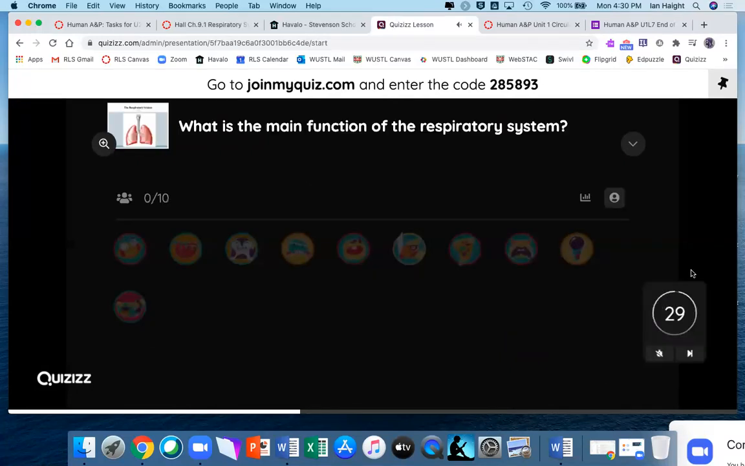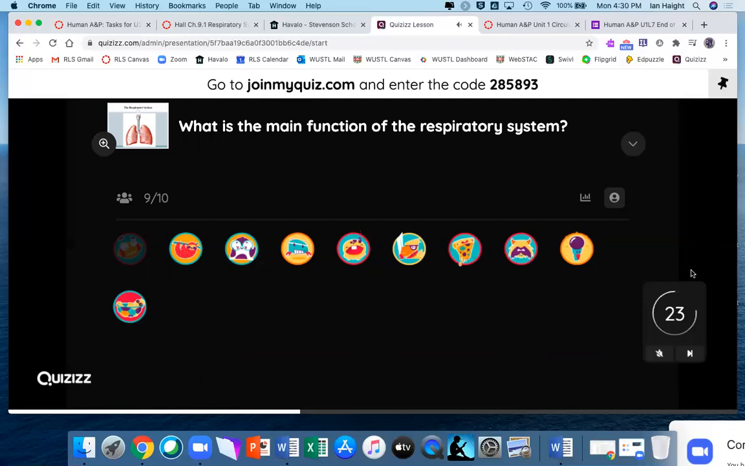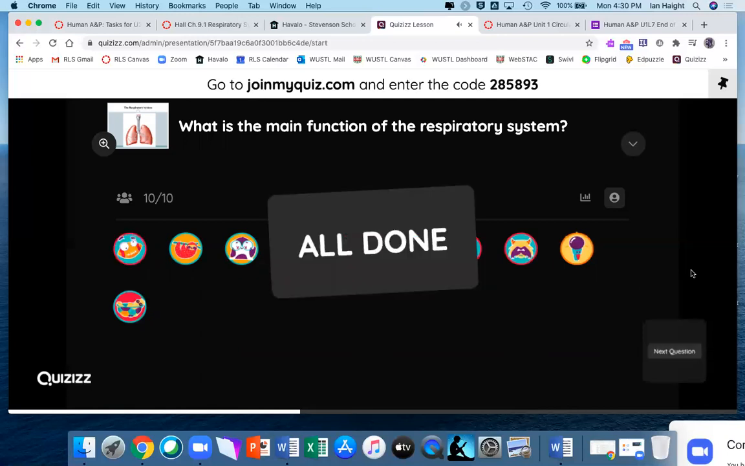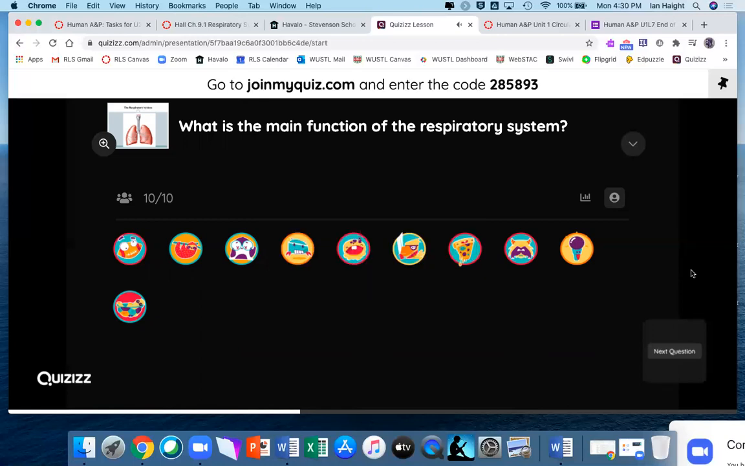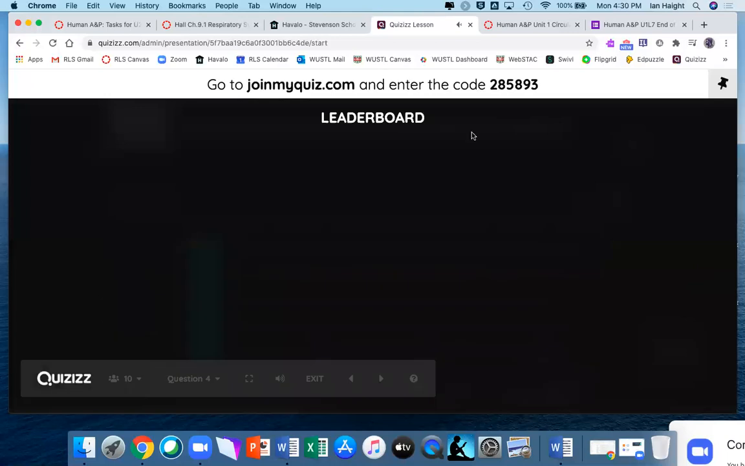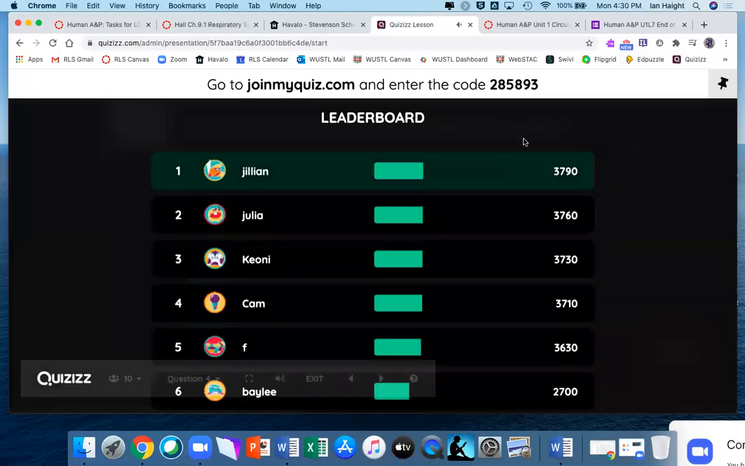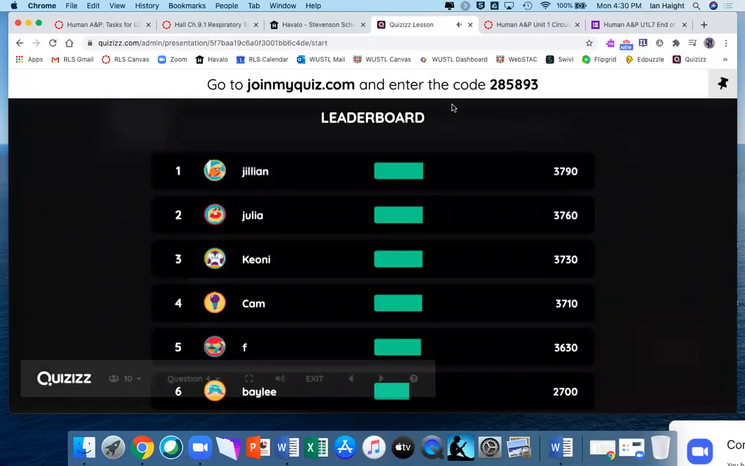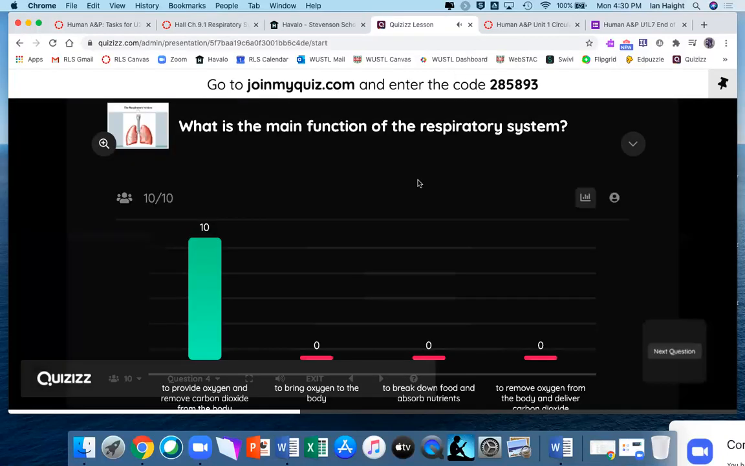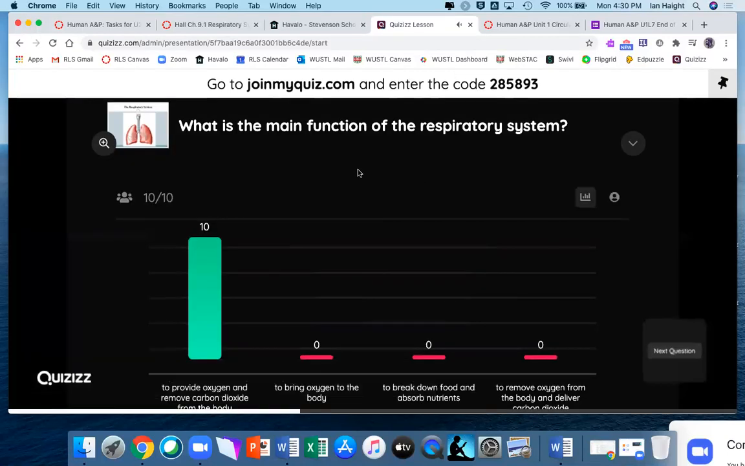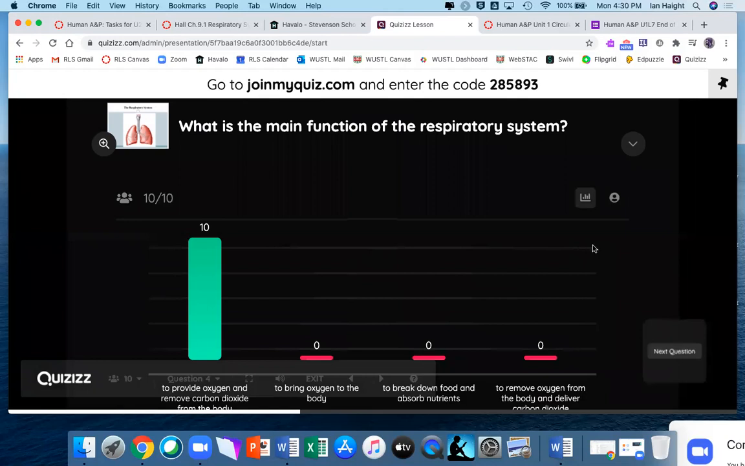What is the main function of the respiratory system? All right, Jillian pulling ahead. Very good, you all got that it is to provide oxygen and remove carbon dioxide. Kind of a repeat question from that first one.